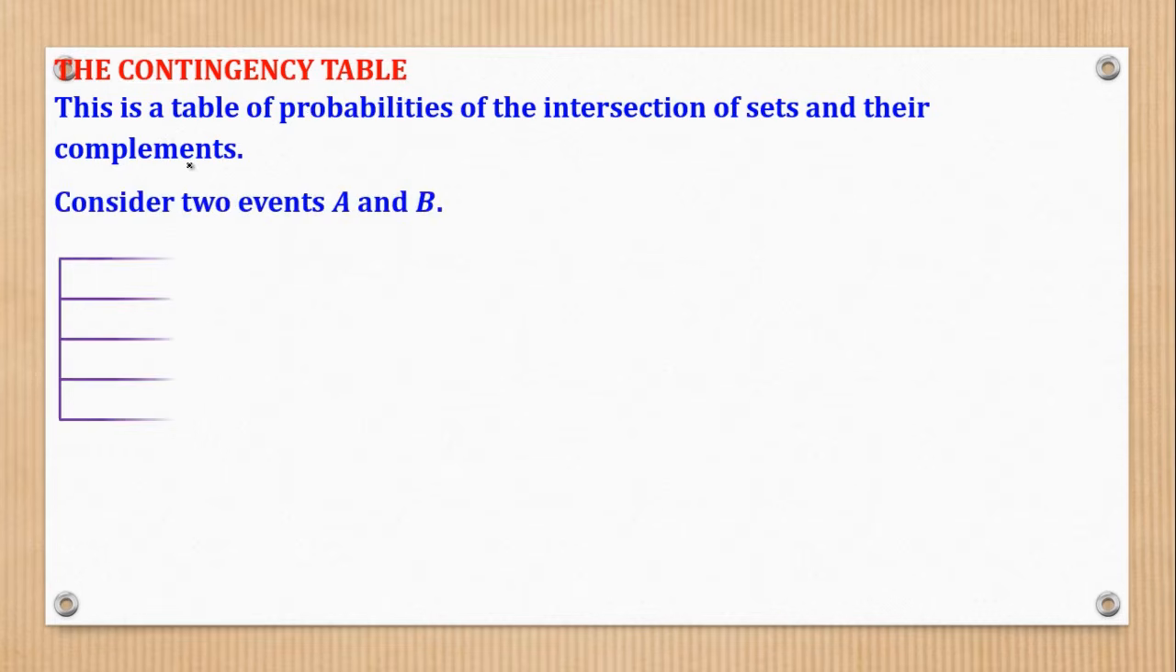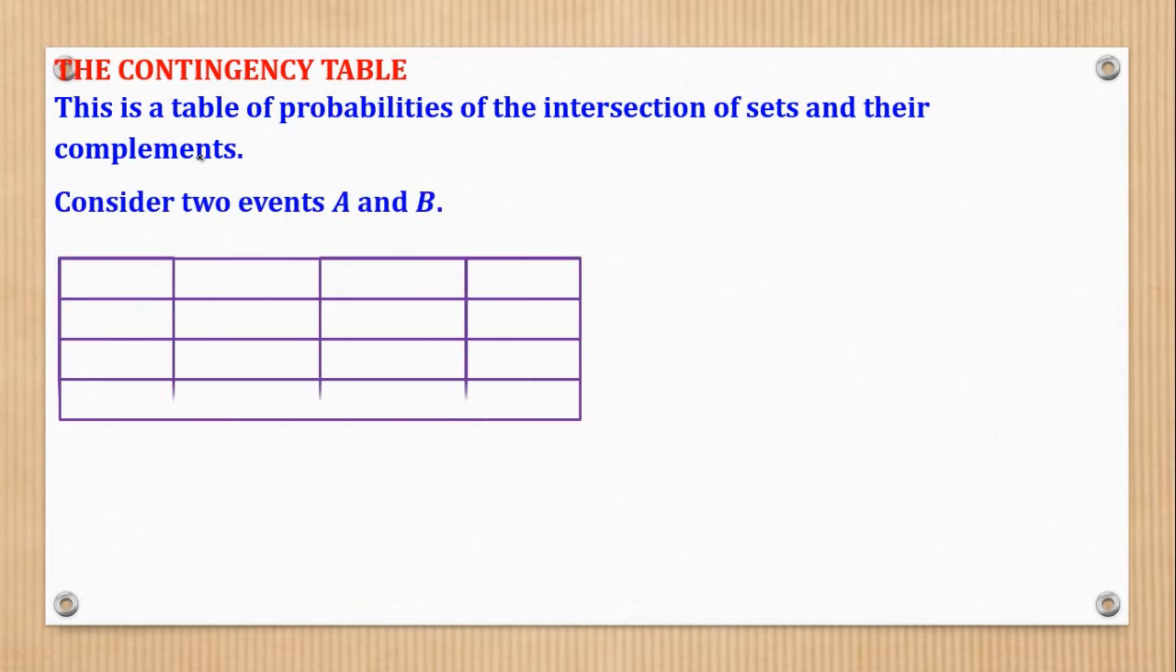So if we consider two events A and B, we can draw our contingency table in this form. First, the first event is put here and its complement. Then here we shall just write the word sum, which is what it means. Then second, here is put the second event plus its complement. Then here we shall write the word sum, which is what it means.